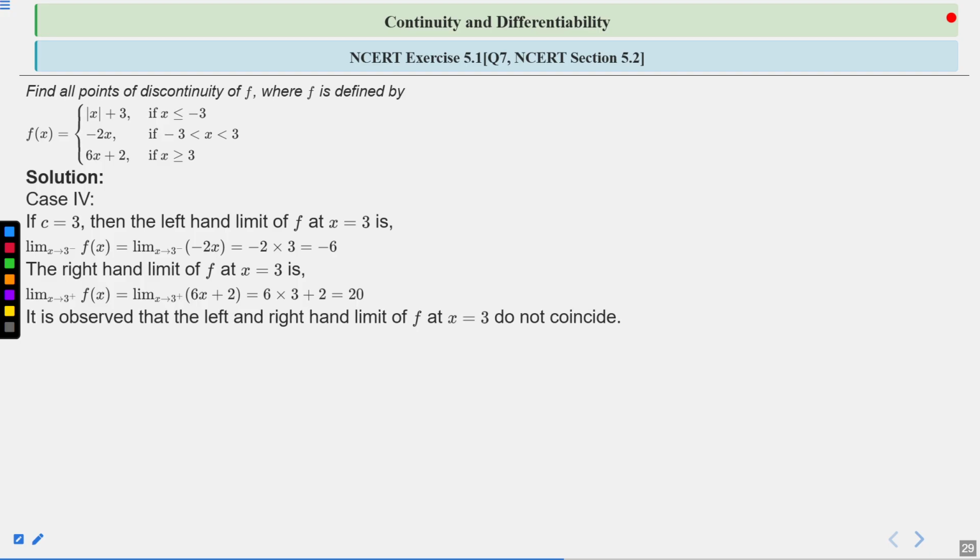So it is observed that the left hand and right hand limits of f at x equal to 3 do not coincide, right? Therefore, f is not continuous at x equal to 3, right? Therefore, we can say that the function f is not continuous at x equal to 3. Okay, let us move to the next question.